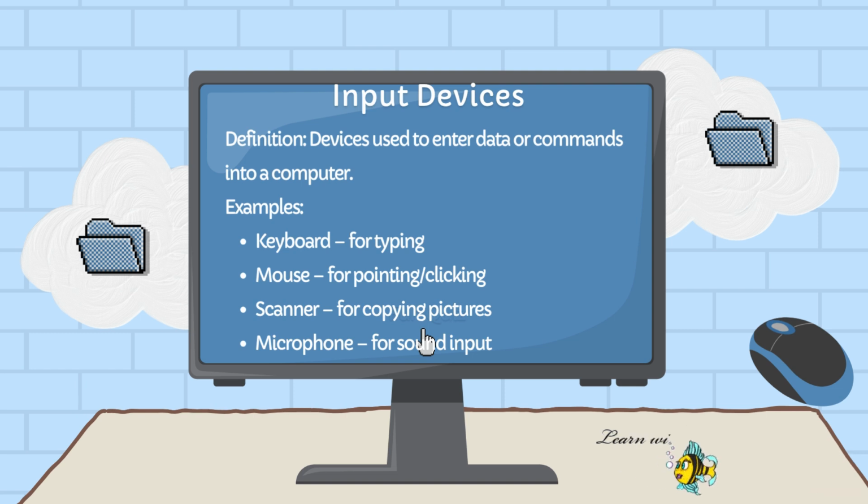These are devices that are used to enter data or commands into a computer. Examples, we have the keyboard. For what purpose? Typing. Mouse: pointing, clicking, dragging, and navigating around the screen. Then you have the scanner for copying not only pictures but documents. Actually, it does the opposite of a printer. This one transforms the hard copy into soft copy. And a microphone, it is for sound input.